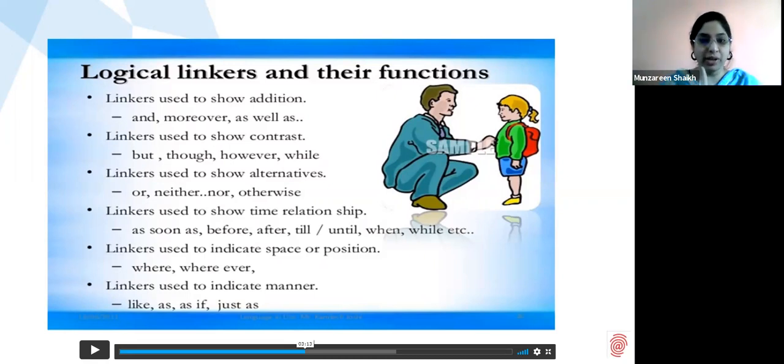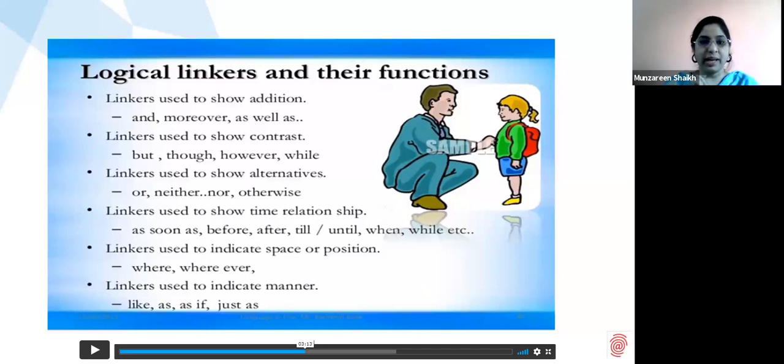Sentence linkers you can use when you want to show contrast, okay, between two different things. Which types of linkers do you use? If you want to show contrast, you use but, though, however, and while. Okay, and when you want to show alternative, either this or that, you use linkers like or, neither, nor, otherwise. Neither you're studying nor you're writing. Okay, there are alternatives.